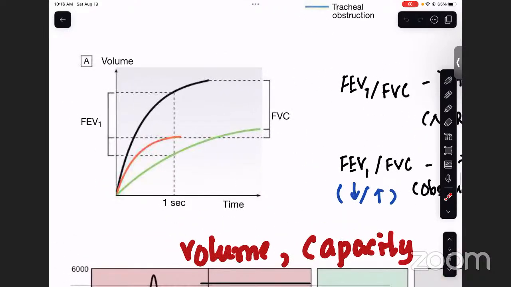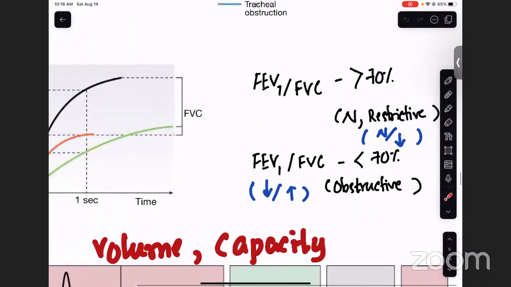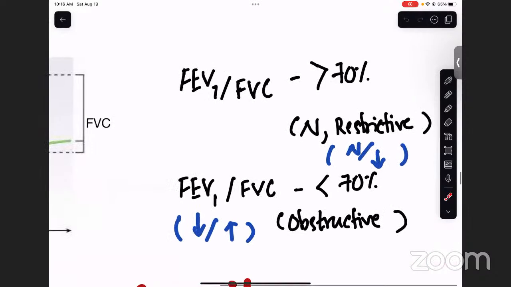And here's another important thing you need to note: FEV1 and FVC. What is FEV1? Forced expiratory volume in 1 second. And the forced vital capacity stands for FVC. But more important is the ratio of FEV1 to FVC. You need to know that in normal lungs, the value will be more than 70%. That is normal: an FEV1/FVC ratio of more than 70% is normal.